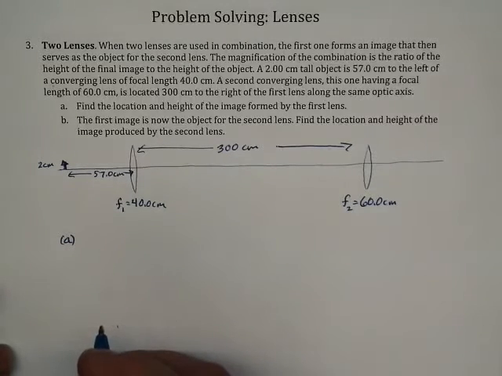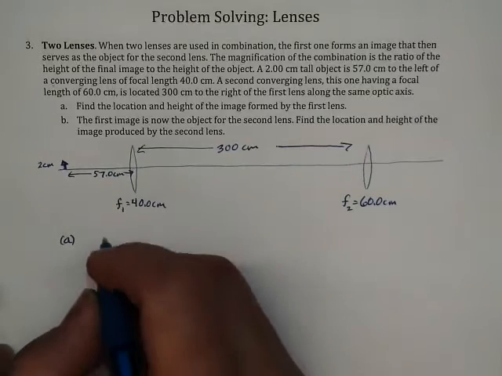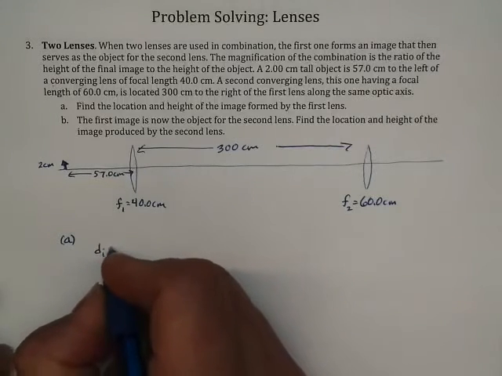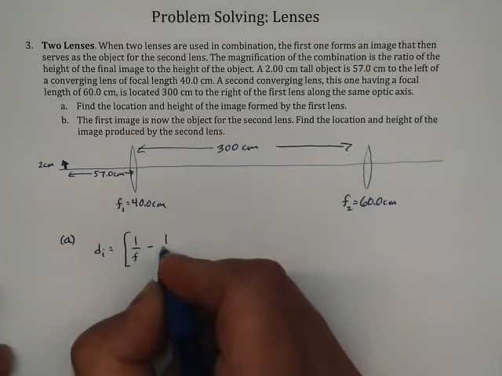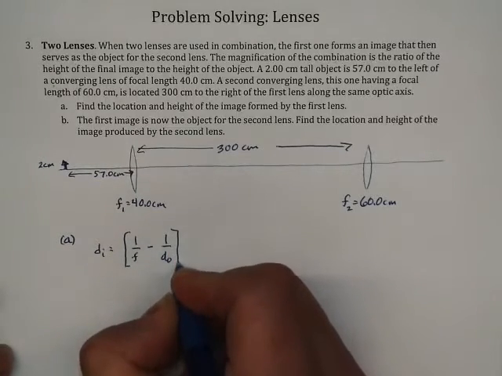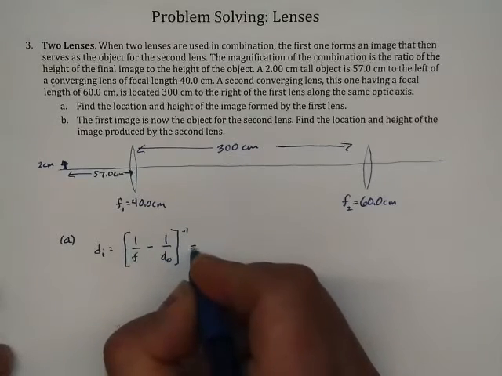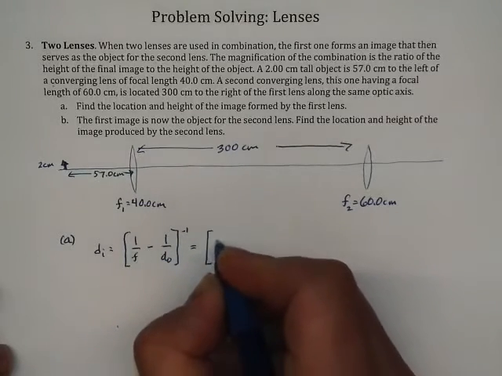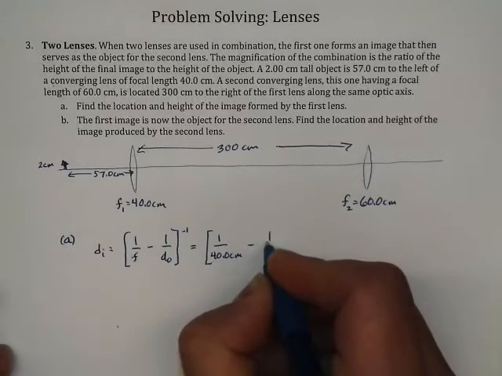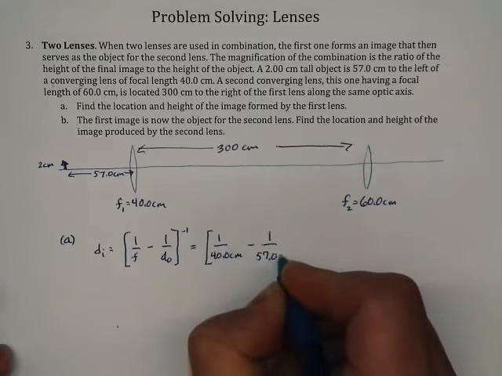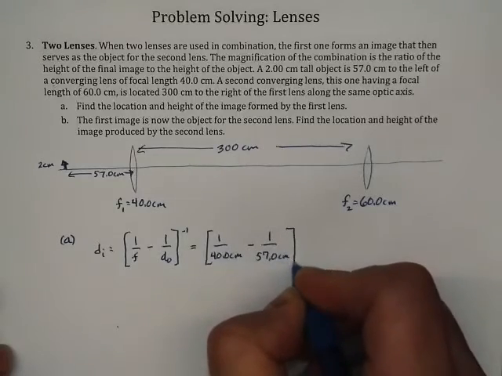So again, if you rearrange that thin lens equation, you're going to get that the image distance is 1 over the focal length minus 1 over the object distance, all inverted. And if we go ahead and plug in the numbers there, we've got 1 over 40 centimeters minus 1 over 57 centimeters.